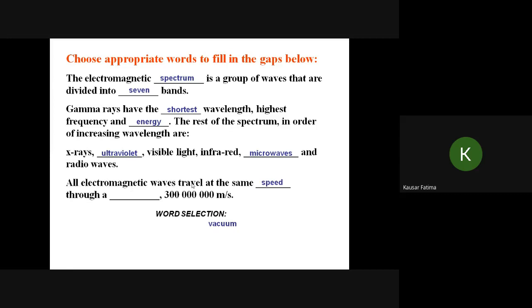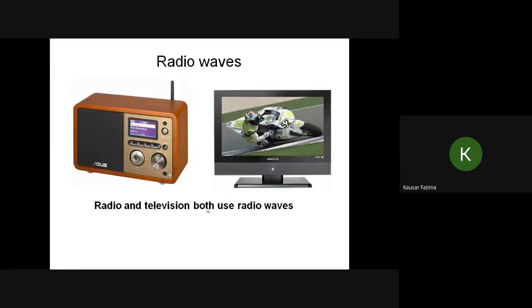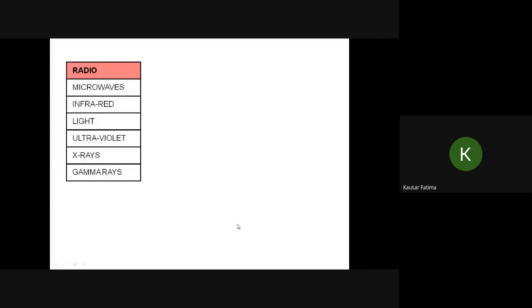All electromagnetic waves travel at the same speed in vacuum. In other media, as I told earlier, it will be different. Now we will study these electromagnetic radiations in detail, their uses and how they are produced.